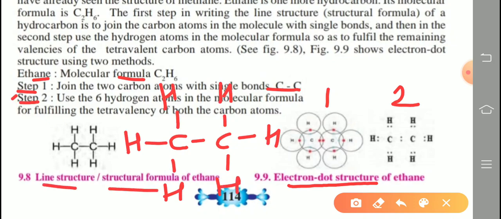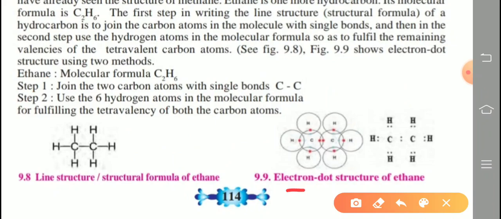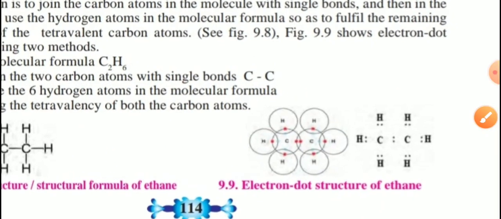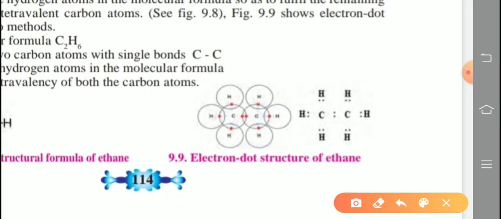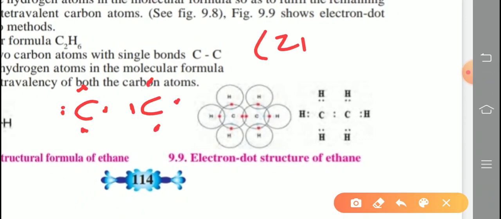Line structure or structural formula. Next one is the electron dot structure. This is the first, this is the second. Two methods: with the help of a circle and without the circle. Show that structure. So carbon carbon is showing, so 1 and 1, these are the electrons shown by dots, the electron dot structure. Now the valency of carbon is 4, so 1, 2, 3. These are the valence electrons present in the carbon atom. 4 valence electrons, because the electronic configuration is 2, 4. These 4 valence electrons we are showing.